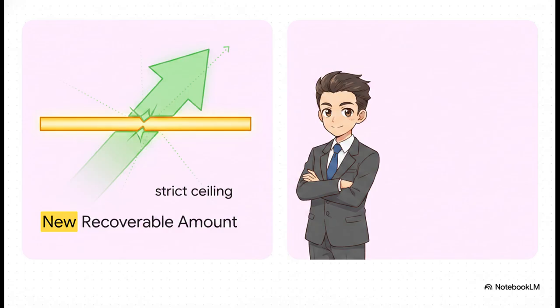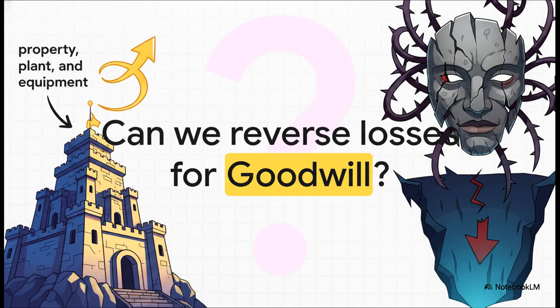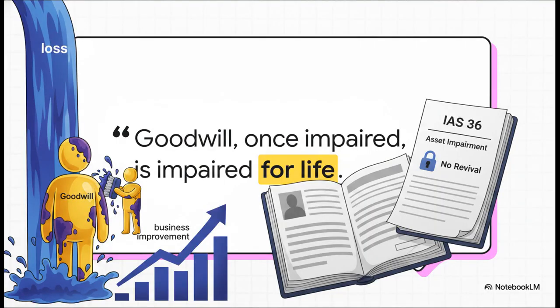and you can never ever cross that line. Okay, so we know we can reverse losses for standard assets, but what about goodwill? Goodwill is the one major exception to this recovery rule, and you absolutely must memorize this. While your standard property, plant, and equipment can totally bounce back, goodwill plays by a totally different and, frankly, much harsher set of rules. Goodwill, once impaired, is impaired for life.